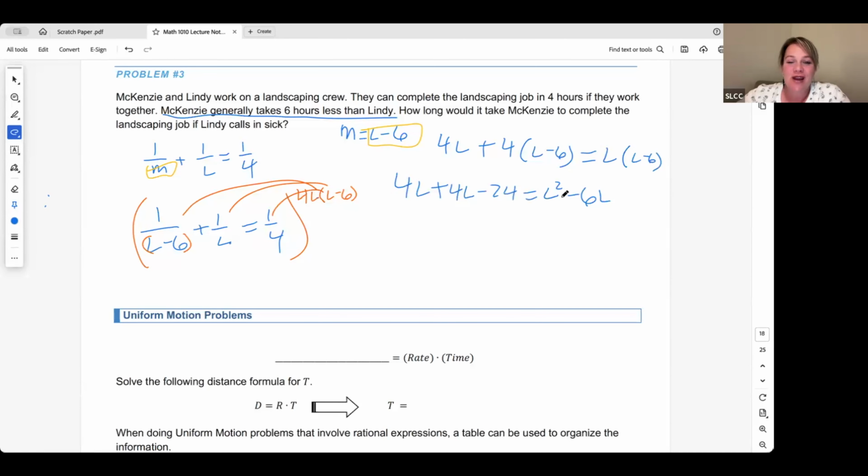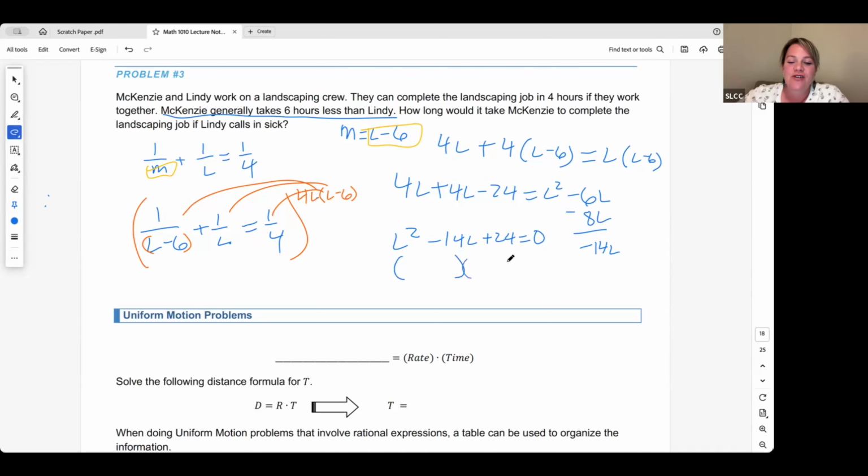Notice I have an L squared. Let's just move everything over to the right side, set the equation equal to 0, and then factor to solve. So I have 8L here. Let's subtract the 8L to the other side to get minus 14L. So I'll have L squared minus 14L and then add that 24 to the other side. So plus 24 equals 0.